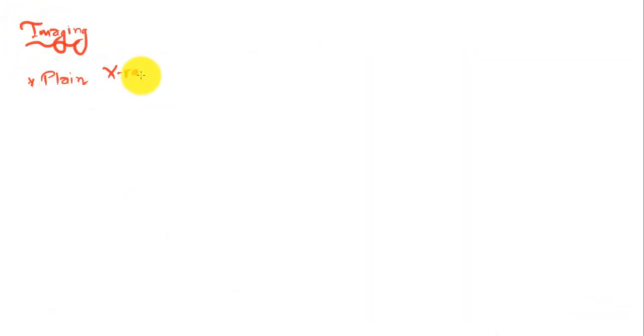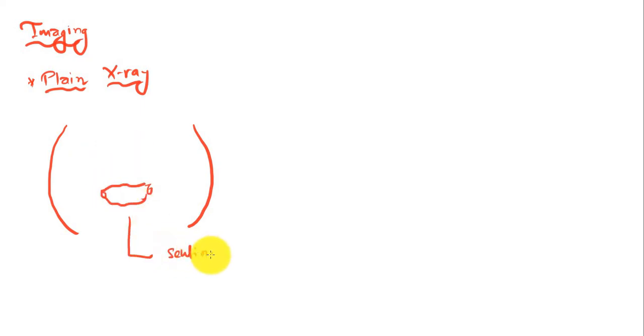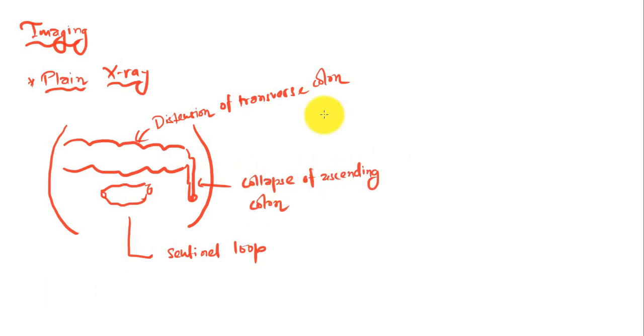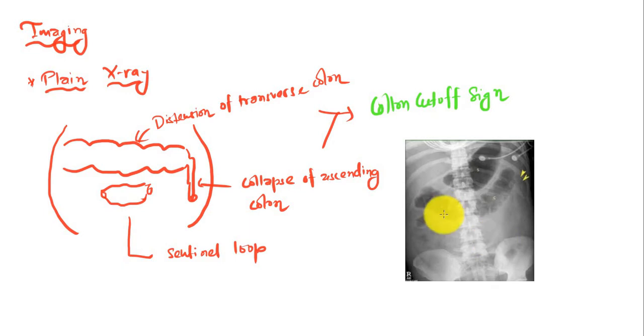Imaging. Let's start with plain X-ray, which is very easy imaging. Here we can see a dilated portion of the small intestine, which is known as sentinel loop, and we can see a distended transverse colon and collapse of the descending colon, not ascending colon, that is a mistake here. It is known as colon cutoff sign. So here is an X-ray picture. This is the distended transverse colon, and this is the collapsed descending colon. This is the colon cutoff sign.